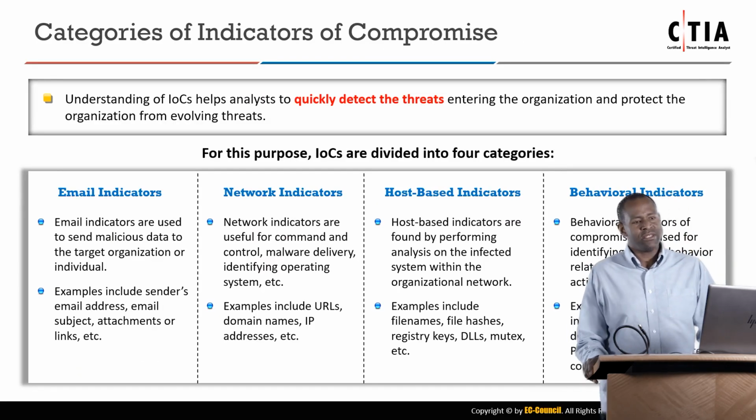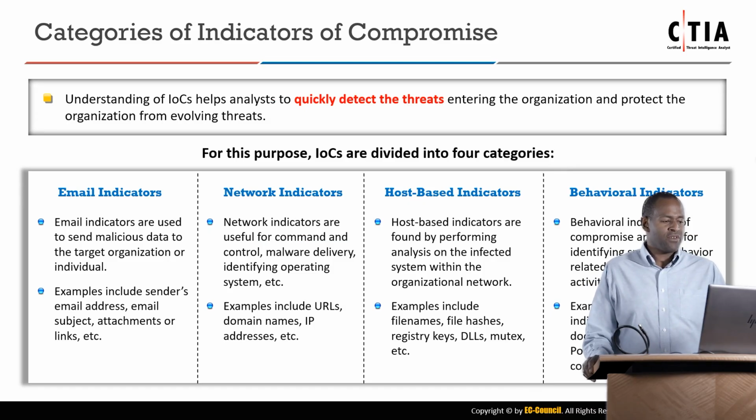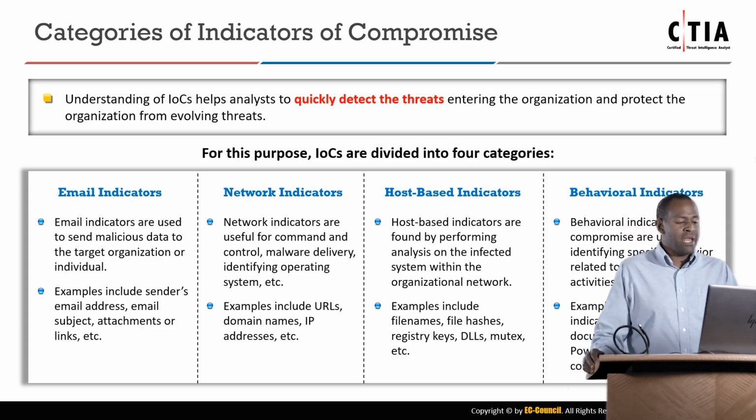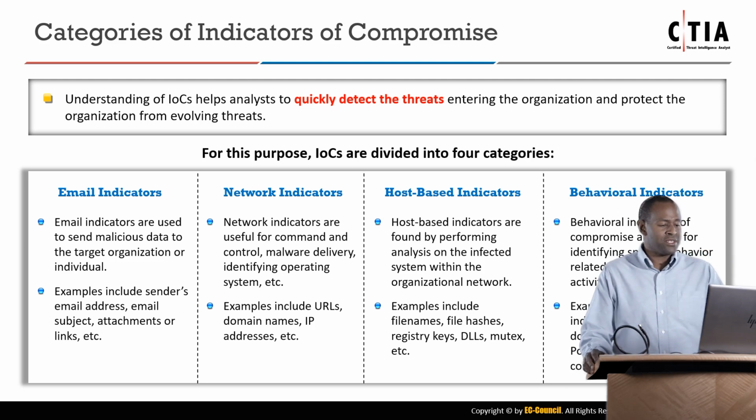There are several different categories of indicators of compromise. To understand IOCs, what we want to do is quickly detect threats to an organization, but we have many different indicators. So these are some of the categories. There are four categories, and those are email indicators. Email indicators are used to send malicious data to target organizations or an individual. So we're going to look at email in this case.